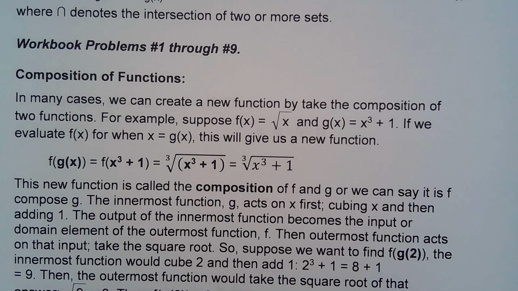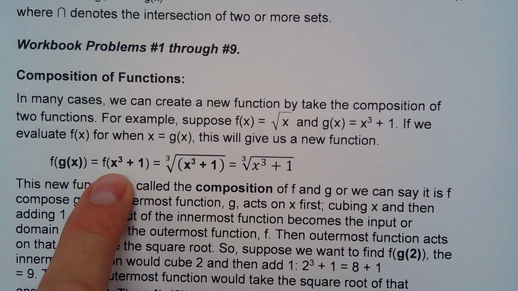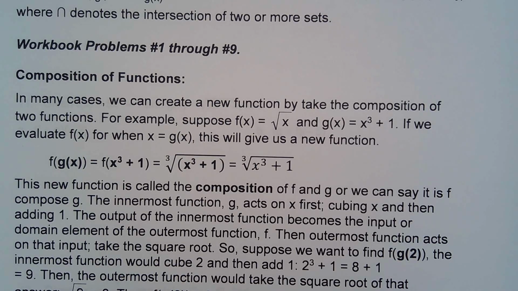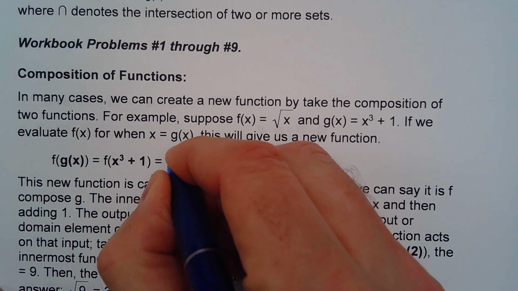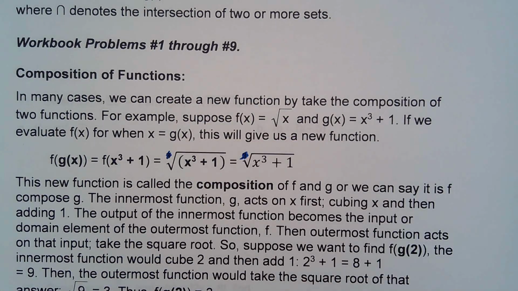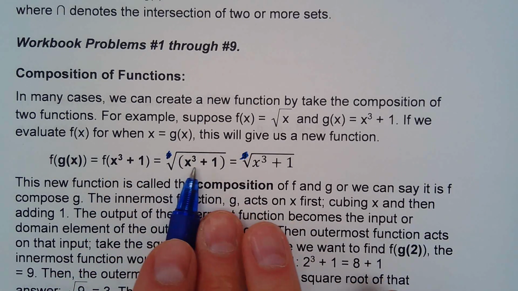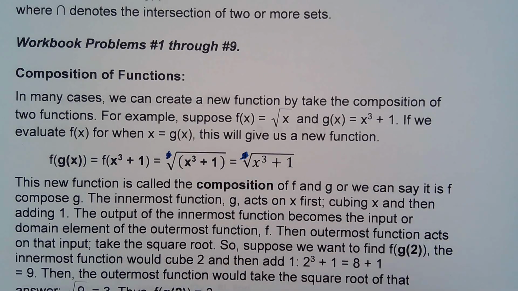For example, suppose f of x equals the square root of x and g of x equals x cubed plus 1. If we evaluate f of x for when x equals g of x, this will give us a new function. So I'll replace x by g of x, x cubed plus 1. Oh, that's supposed to be square root. I don't know where the cube root came from. My bad on that. Let's cross those out. So that would be the square root of x cubed plus 1. This new function is called the composition of f and g, or we can say it is f composed g.